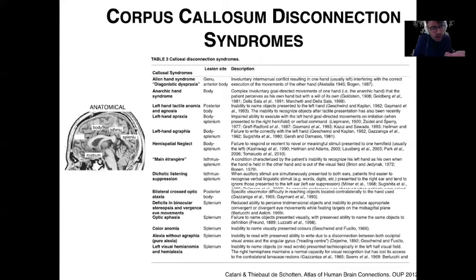And if you go a little more posteriorly in the body, toward the splenium, you'll have a left hand apraxia, which is the inability of the patient to execute goal-directed movement on imitation, when the imitation is provided in the right hemifield, or if you give a verbal command. So typically you ask the patient to comb their hair with their left hand, and they are not able to do it.